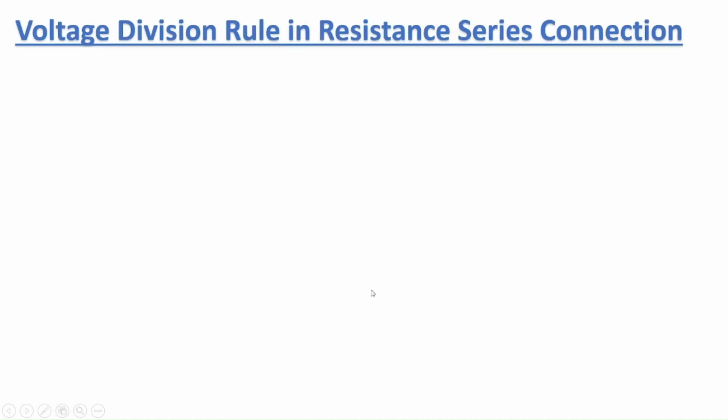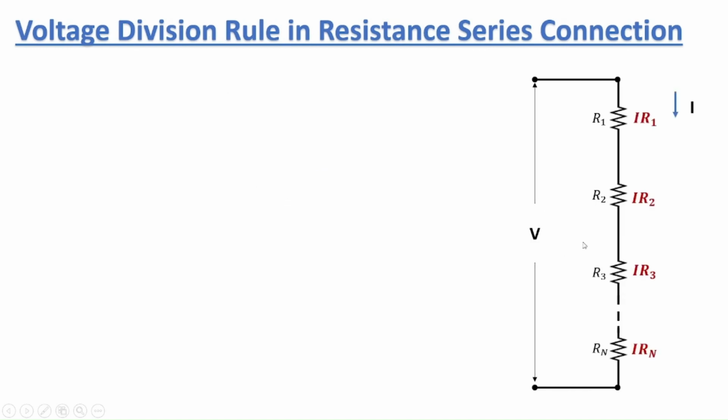Now let us move to the next topic, which is the voltage division rule. Whenever resistances are connected in series, the topic of voltage division comes into the picture. Let us focus on this circuit first. I have some n resistances connected here in series across a supply V, and I is the current flowing in it. These are the voltage drops across each resistive element, IR1, IR2, and so on, IRn. So how do we calculate these voltage drops whenever a series connection is given?